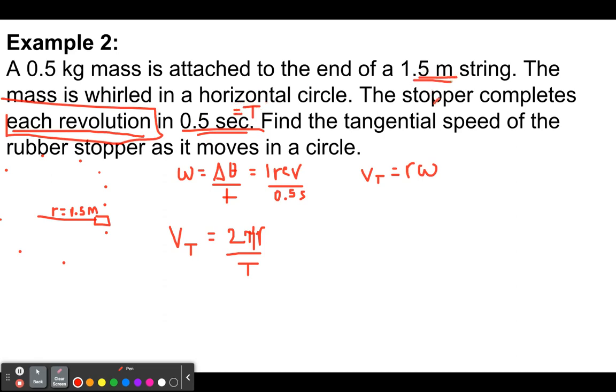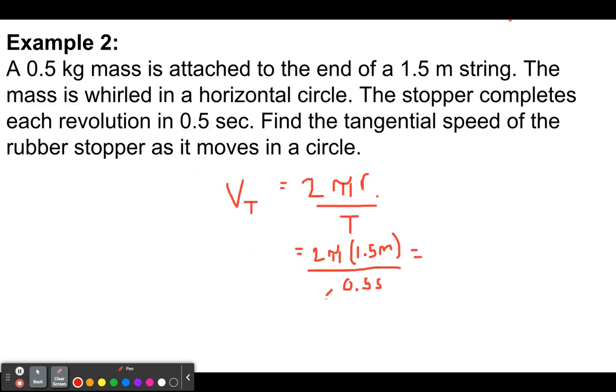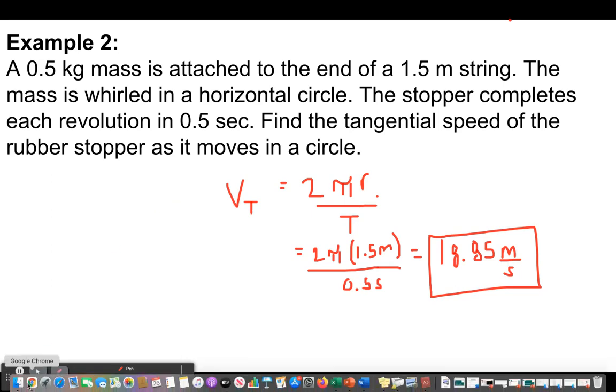And we're also given our radius. So to find the tangential velocity, we can take 2 pi times the radius of that circular path, which is 1.5 meters, and divide by 0.5 seconds. And we get 18.85. Technically, with 2 pi, the implicit unit is radians. Radians times meters, we get meters over seconds. So tangential velocity is 18.85 meters per second.